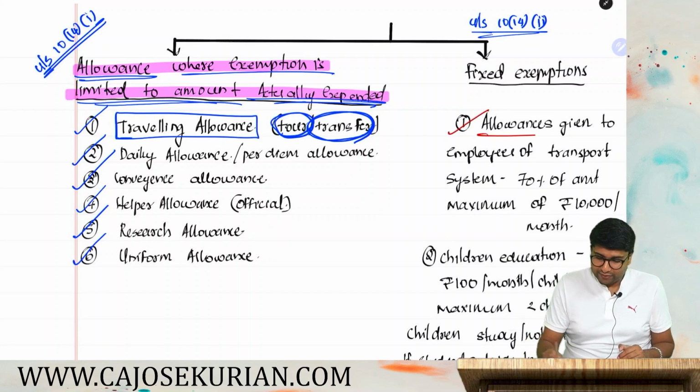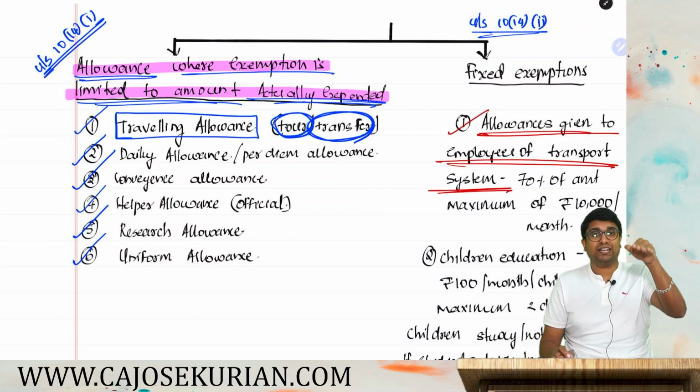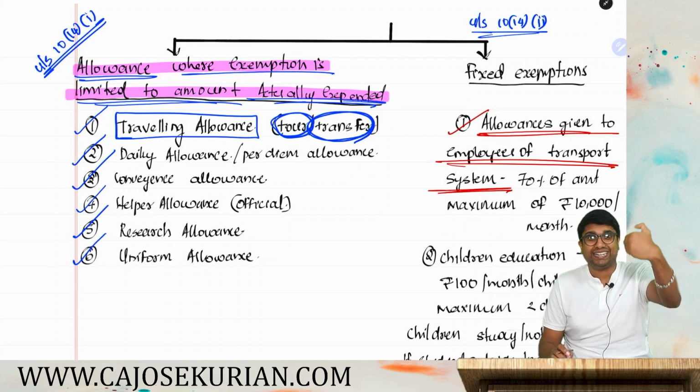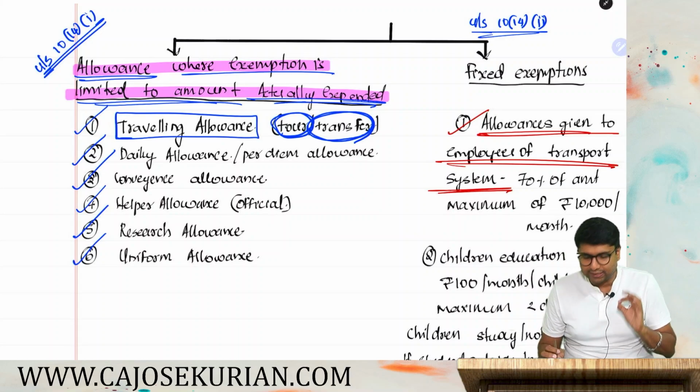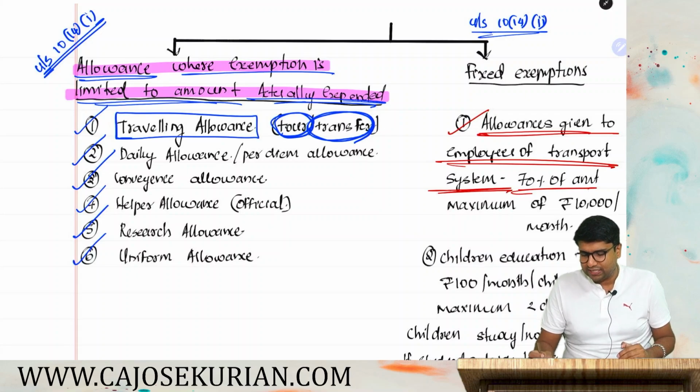Number 1, allowances given to the employee of transport system. So you are actually working in a transport system and you are getting transport allowance. Then you can claim an exemption of how much? 70% of the amount, maximum of 10,000.